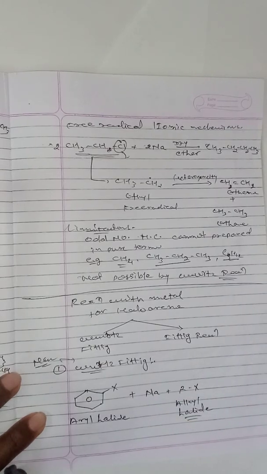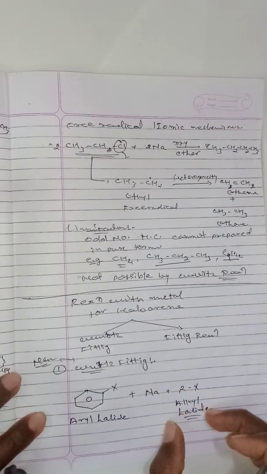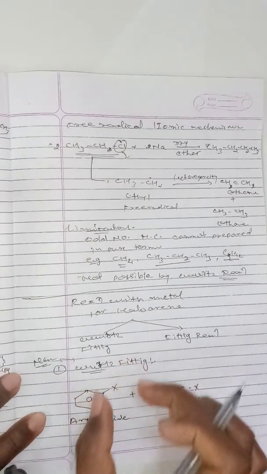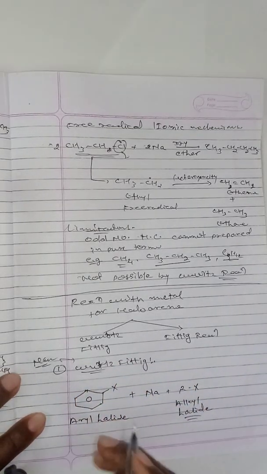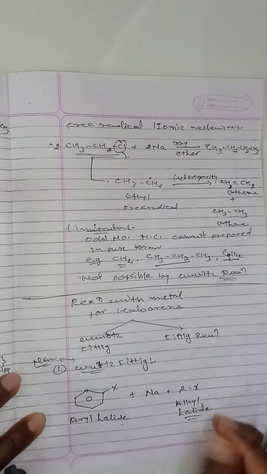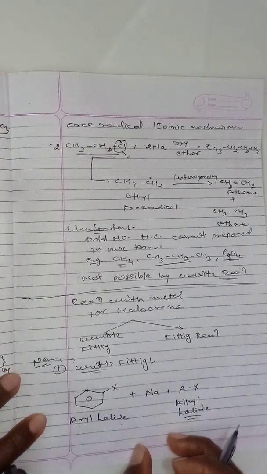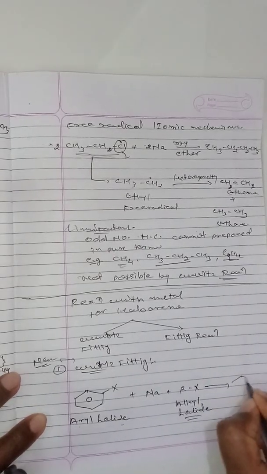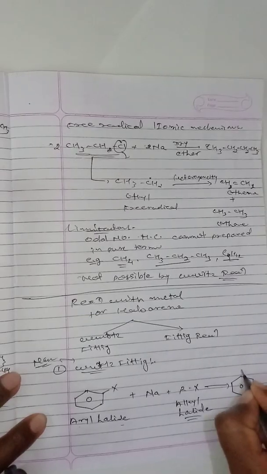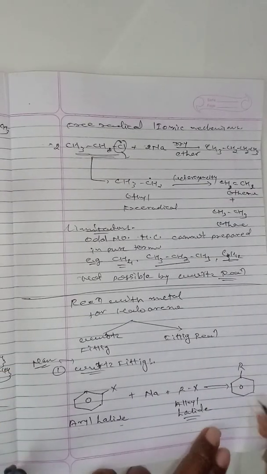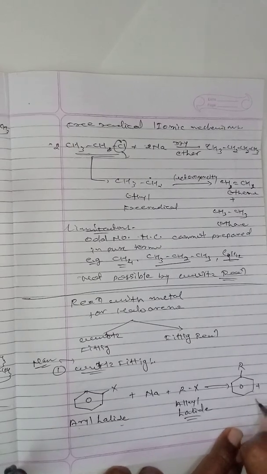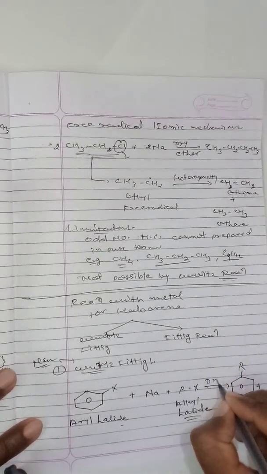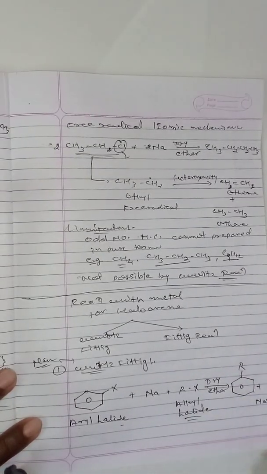In the Wurtz reaction, we take alkyl halide and sodium in the presence of dry ether. In the Wurtz-Fittig reaction, we use aryl halide and alkyl halide. This is the main difference, and the product formed is an aromatic hydrocarbon, in dry ether.